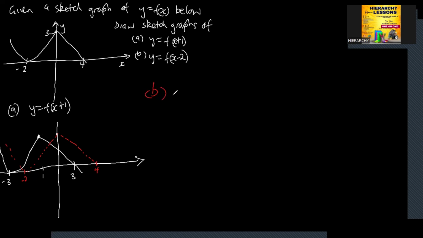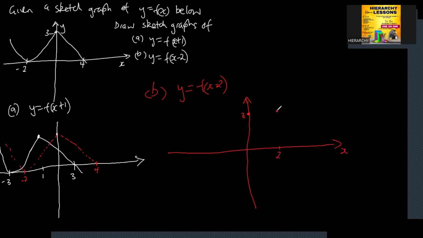For the second one, y = f(x - 2). If it's negative, it means it's moving 2 units to the positive side. This point was 3, and the y values don't change. So it's moving 2 units to the right. If it was 0 here, this point is going to be 2. This is the point that it's going to.